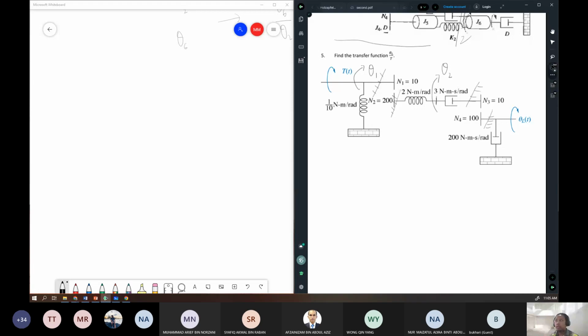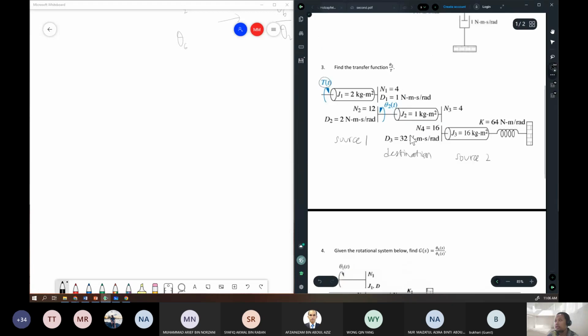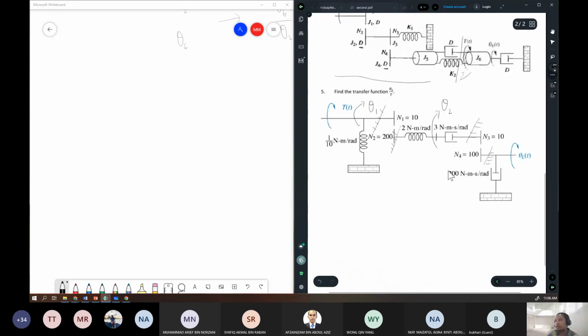So here the system is actually a 3 degree of freedom system. For example, in the previous example, in question number 3, if you fix J1, everything will stop moving, meaning that there is 1 degree of freedom. But in this case, if you fix theta 1 or theta L, there are still 2 things moving. So 2 things moving plus the thing that you stop moving or fix, meaning there are 3 degrees of freedom.